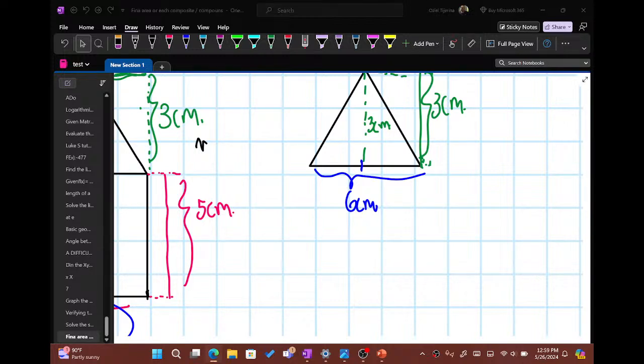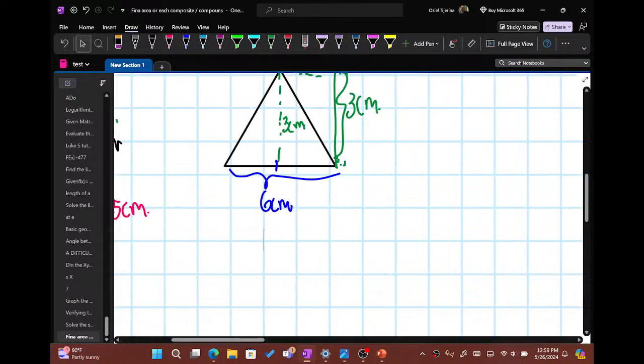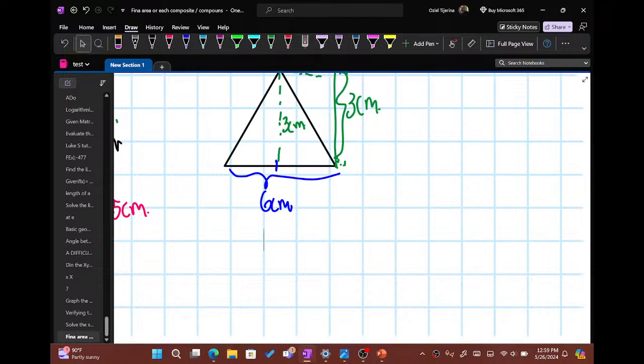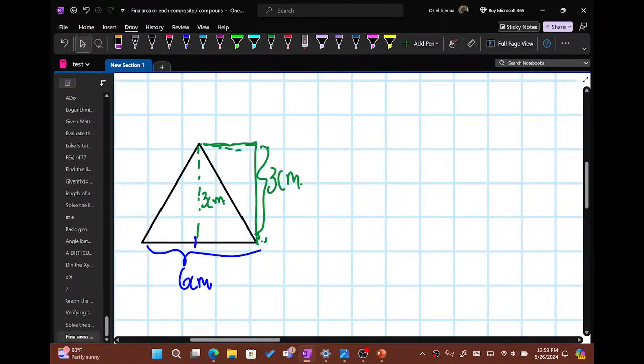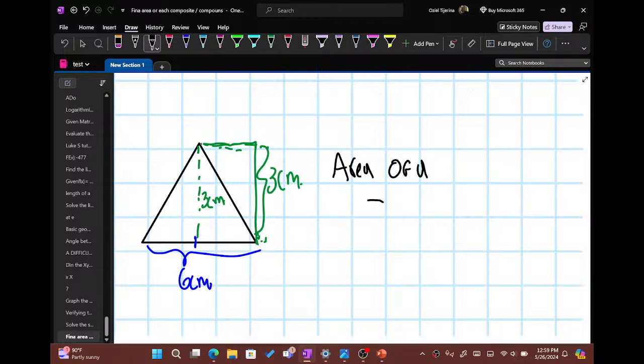So, let's see here. Here we can use the area of a triangle to find the area of this. So you want to remember that the area of a triangle is going to be the following.